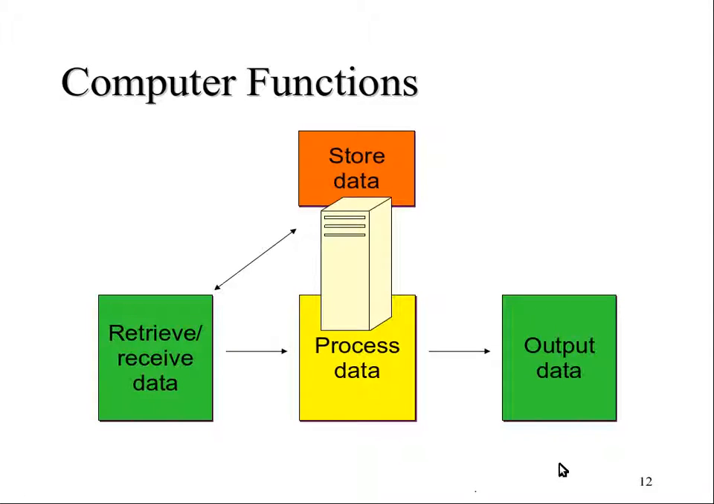What are the functions of a computer? Well, for something to be a computer, it has to do four things. It has to be able to store data. It has to be able to retrieve or receive data. It has to be able to process data. And it has to be able to output data. First of all, storing data.